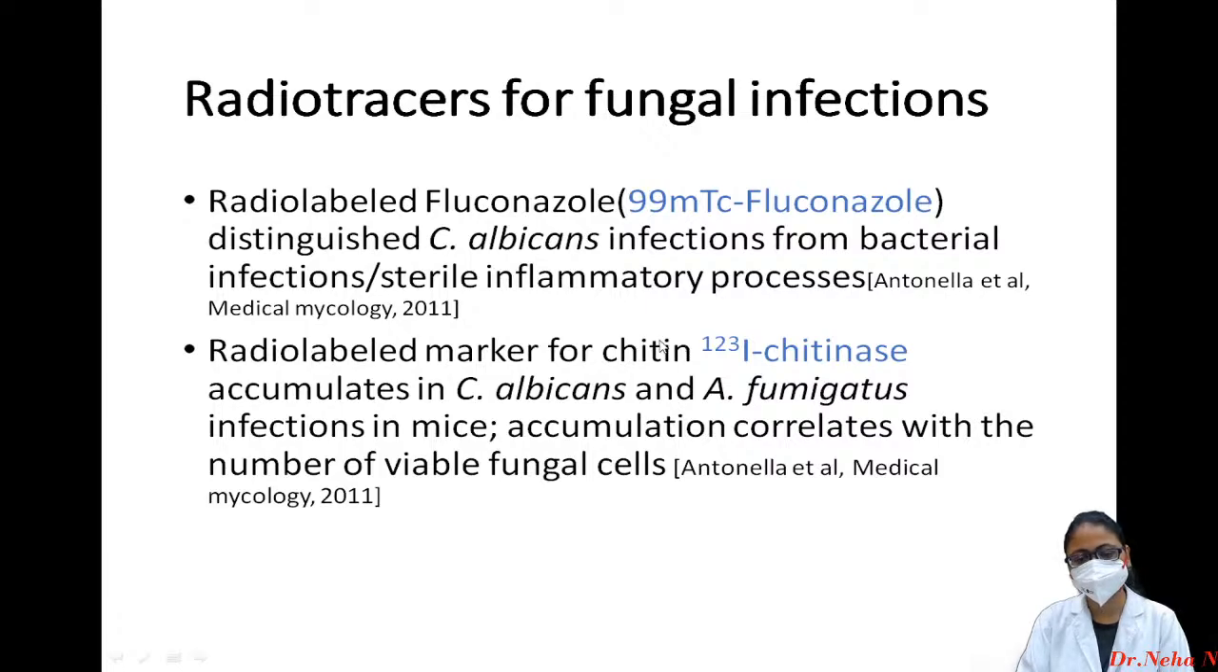Another marker is chitin, that is iodine-123 labeled chitinase. This marker could detect Candida albicans as well as Aspergillus fumigatus infection in mice, and it did not detect sterile inflammatory processes, which again was taken as a control. So these are two promising modalities for the future, which can be used to detect infection as well as to monitor therapy and the response to therapy.